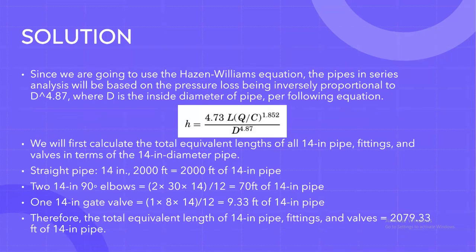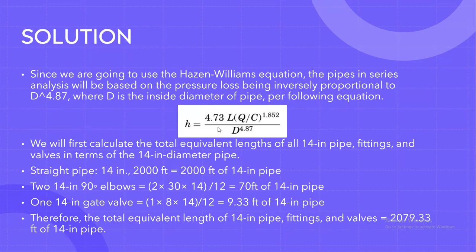Since we are going to be using the Hazen-Williams equations, the pipe in series analysis will be based on the pressure loss being inversely proportional to D to the power of 4.87 instead of 5 when using the Darcy equation. So you should take note of that. It also changes if you're using the Manning equation, where D is the inside diameter. Take note, this is the inside diameter, not the outside diameter.